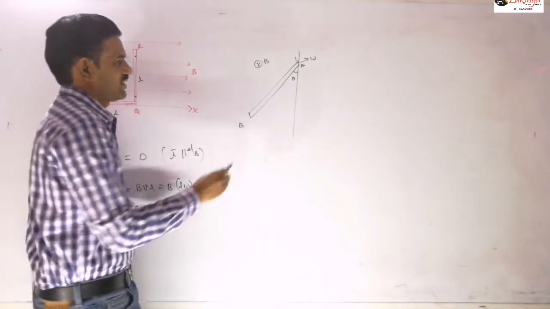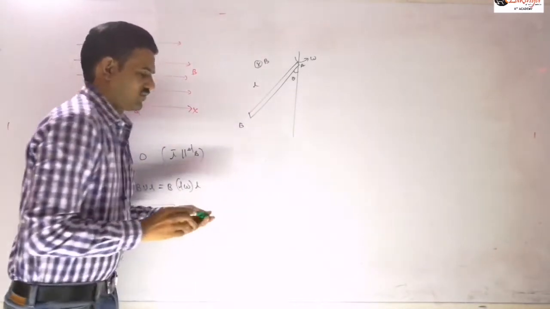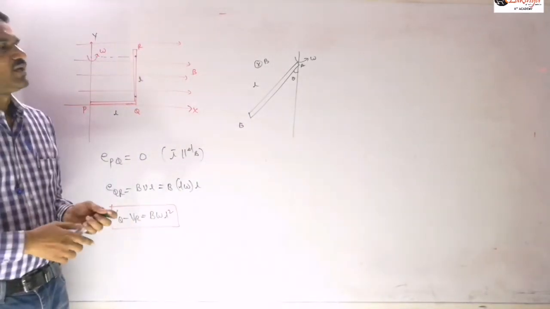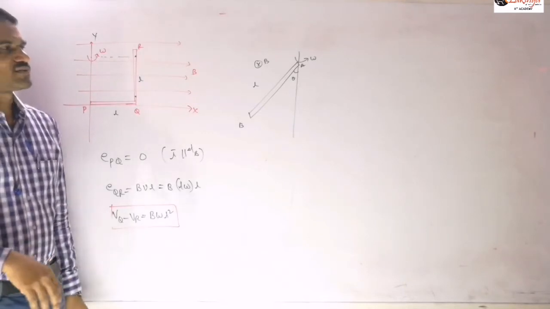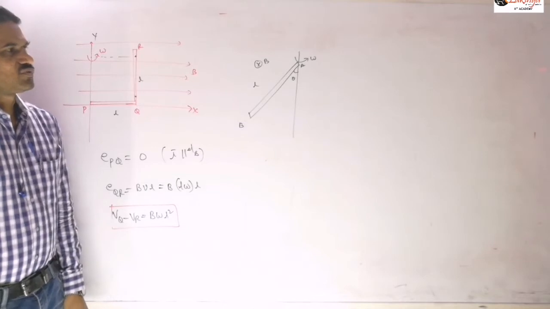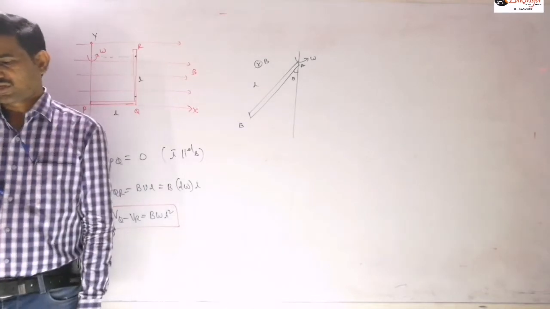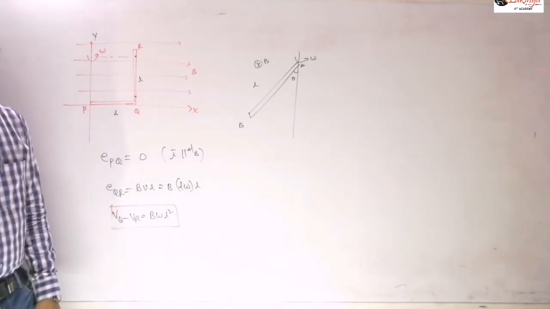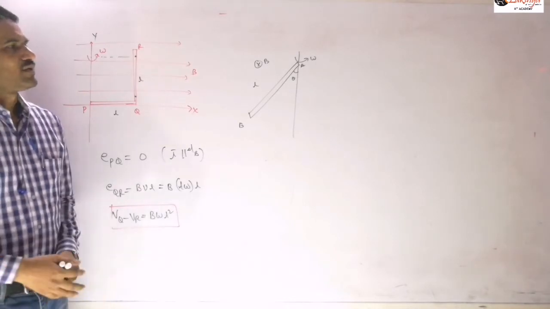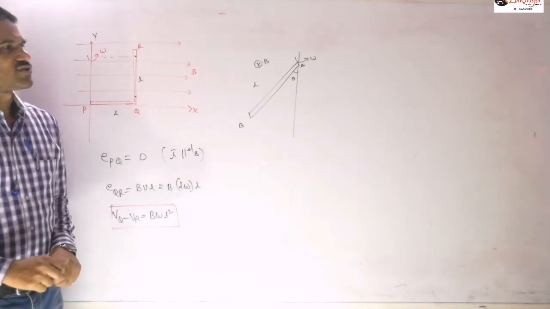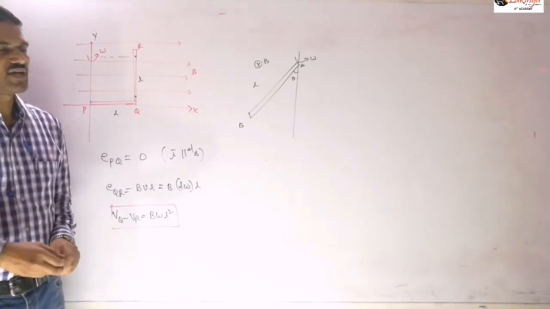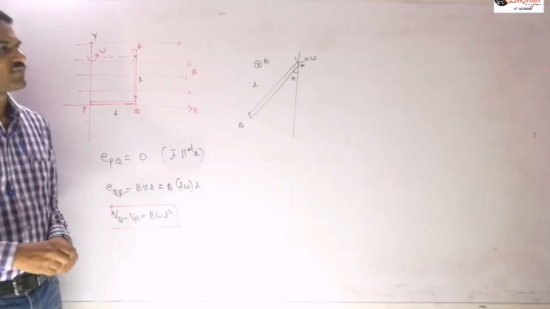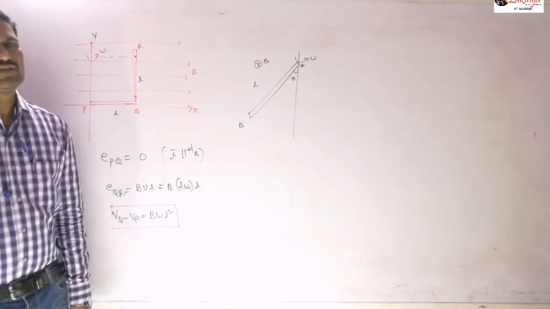A rod of length L is rotating about an axis passing through one end A, such that it makes an angle theta with the axis of rotation. It makes an angle theta with the axis of rotation.